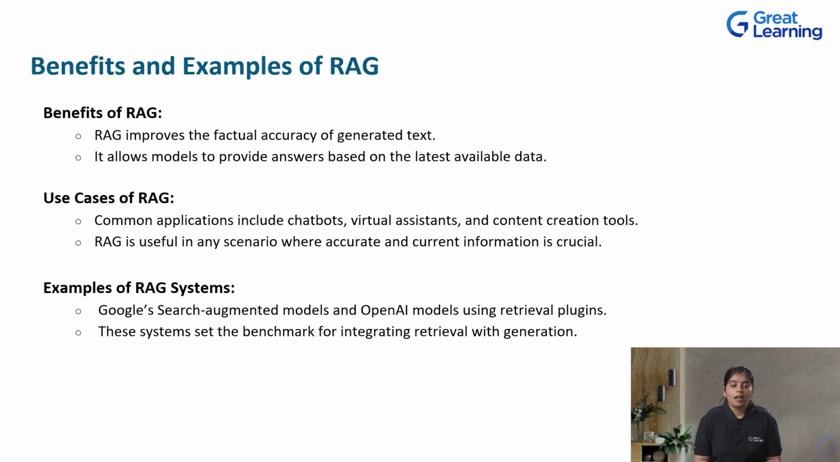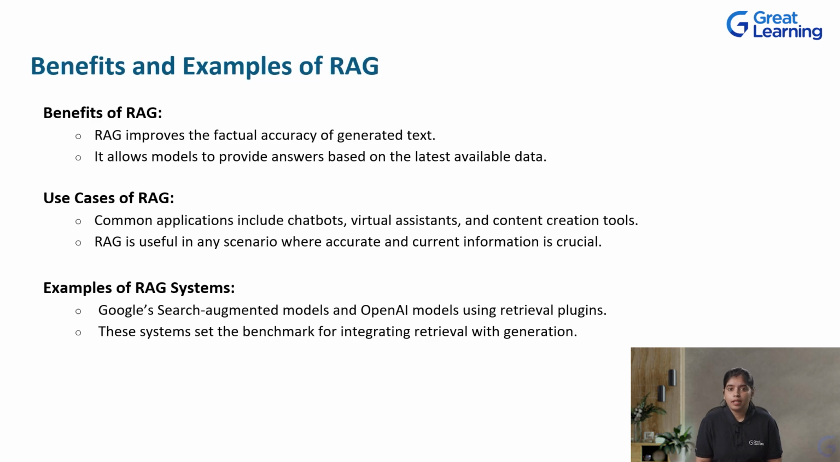After that, the use cases of RAG. Common applications include chatbots, virtual assistants, and content creation tools. Chatbots you already know; we use a lot of them now. A virtual assistant assists you virtually: if you ask anything, you get a response based on your query. In these many applications we can use RAG, and there we get proper accuracy. RAG is useful in any scenario where accurate and current information is crucial. After that, let's discuss an example of RAG.